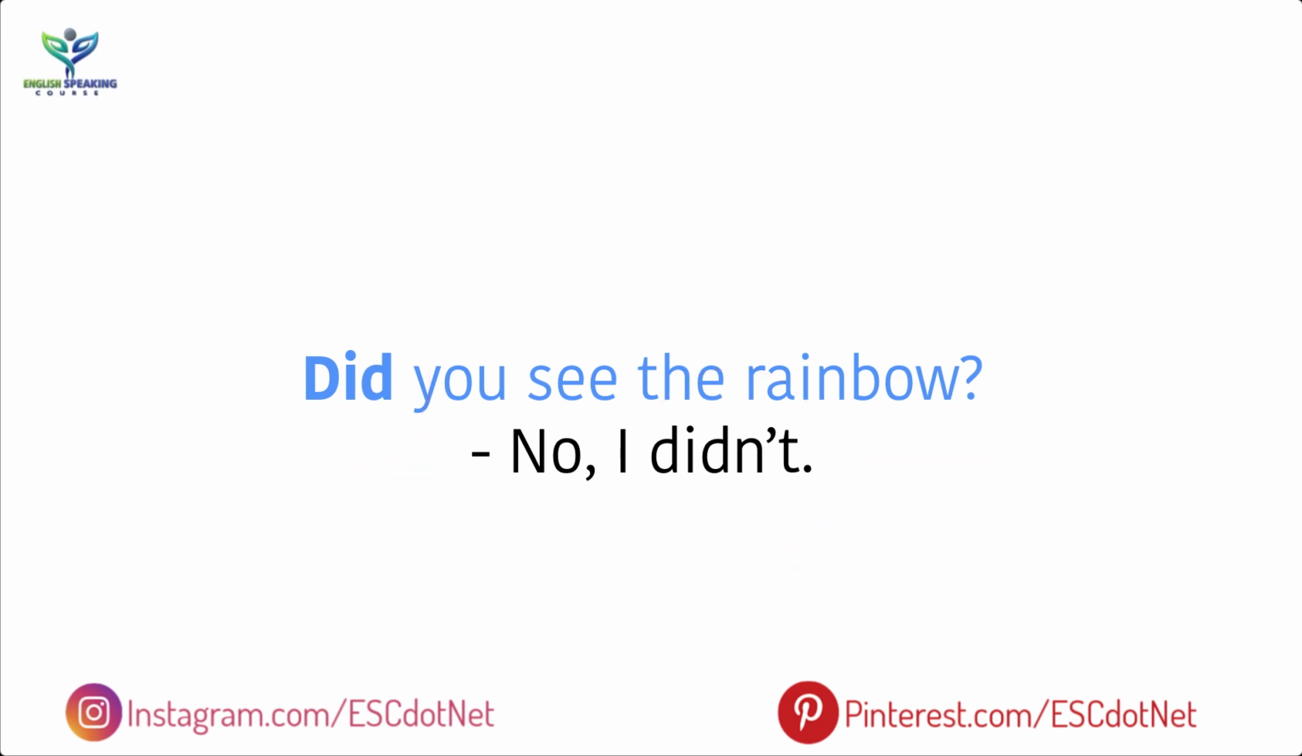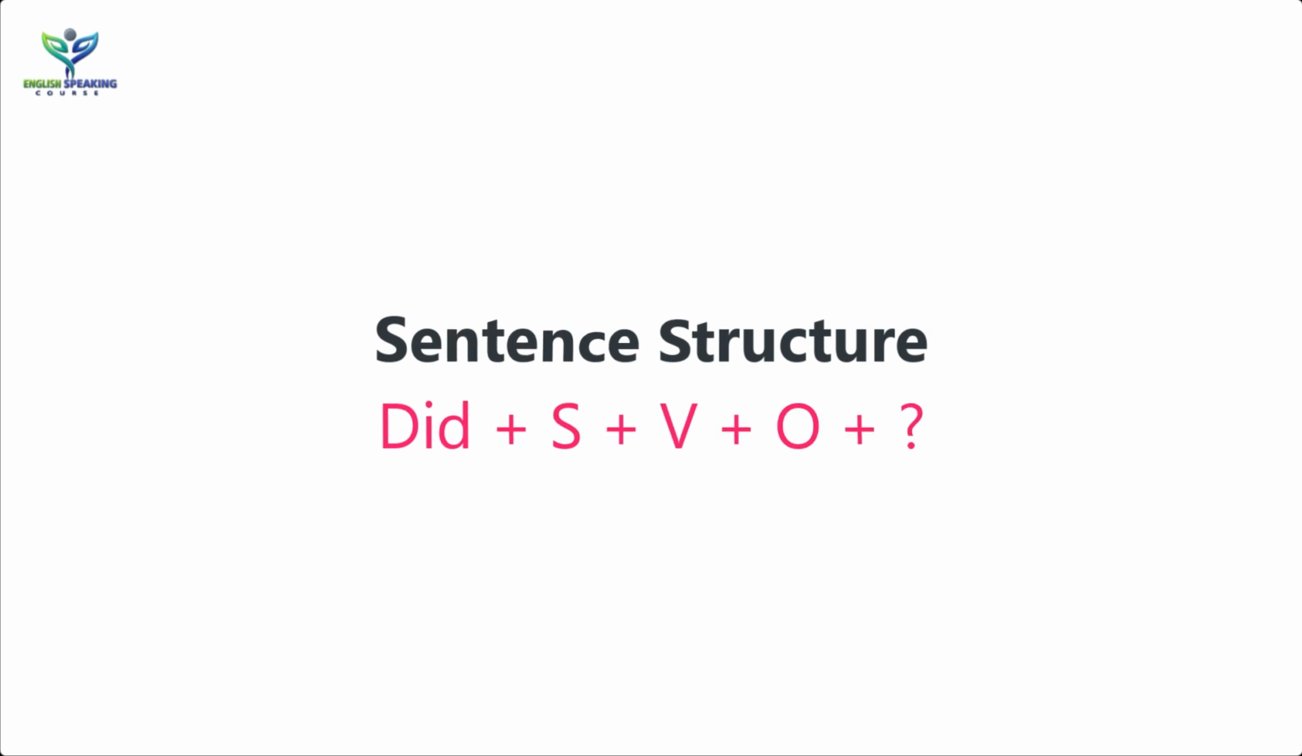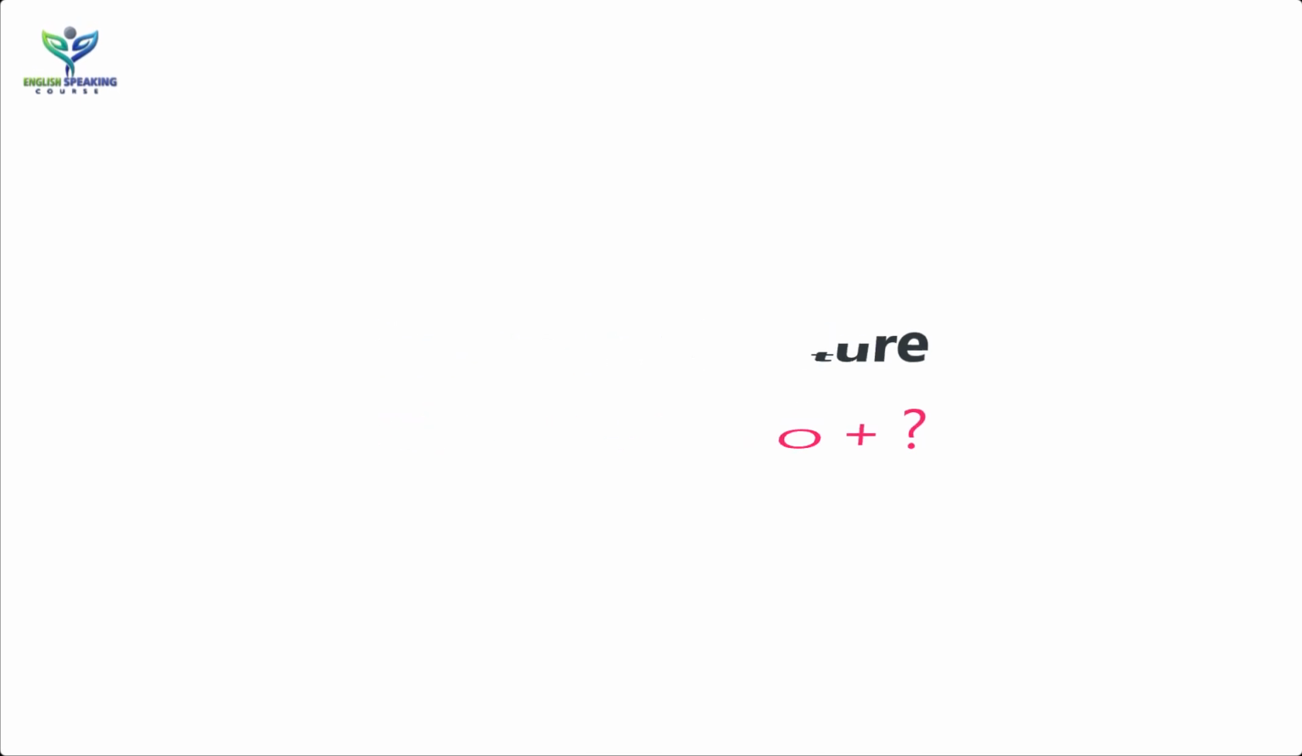However, one thing you need to keep in mind is that if you create an interrogative sentence with did, the sentence structure will be like this: did plus subject plus verb plus object, and at the end you have to use a question mark. It would never be wrong to create an interrogative sentence if you can remember it. Let's look at another example.